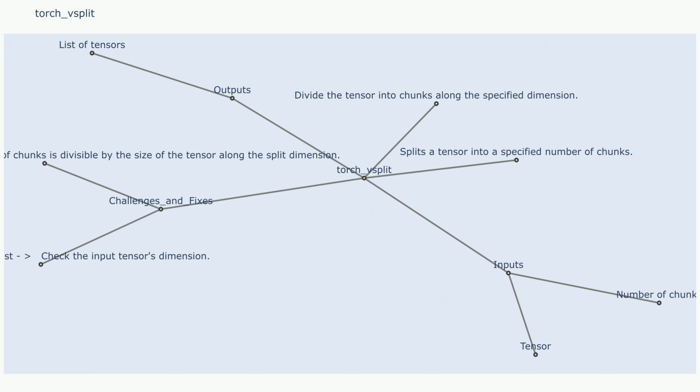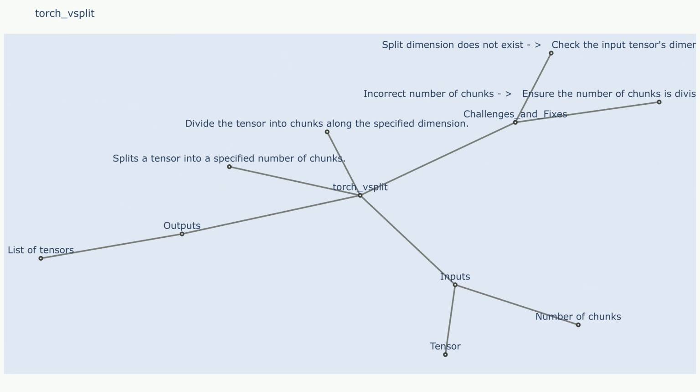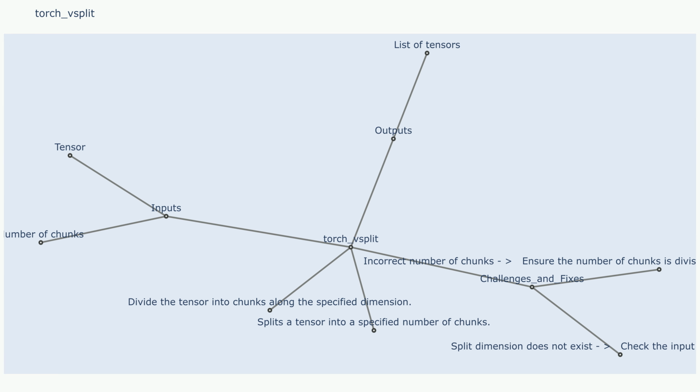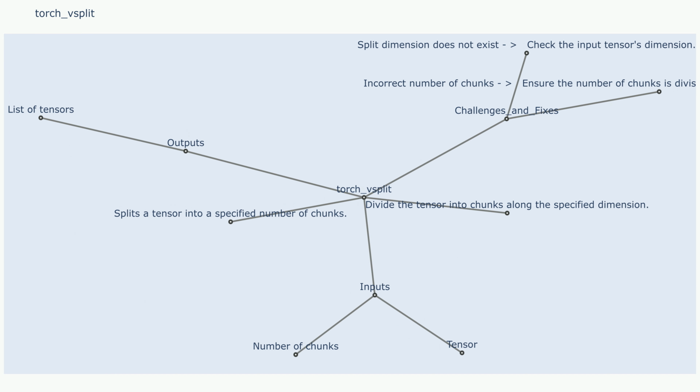Challenges and fixes. Challenge 1: input tensor size is not divisible by the specified number of splits. This will result in unequal sized chunks. Sample use case that resulted in challenge 1: splitting a tensor with 7 rows into 3 chunks. Fixes to challenge 1: the function will distribute the remainder rows across the chunks, resulting in chunks with different sizes. For instance, splitting a tensor with 7 rows into 3 chunks would result in chunks with 3, 2, and 2 rows, respectively. Challenge 2: input tensor has more than 2 dimensions.